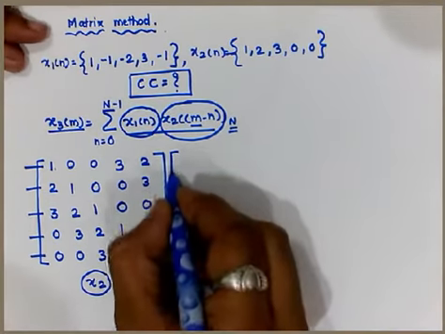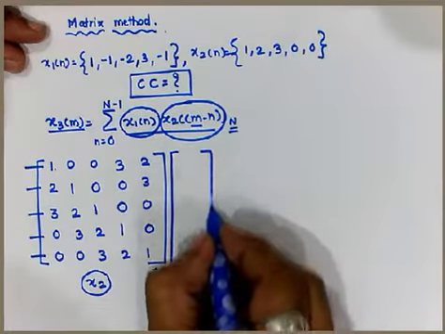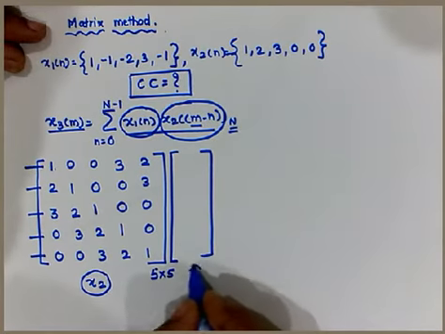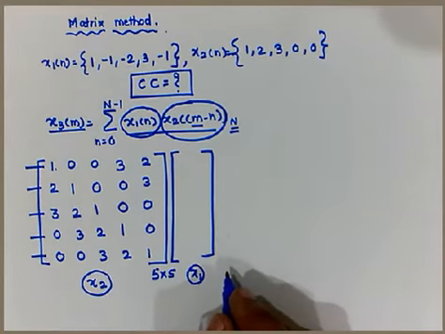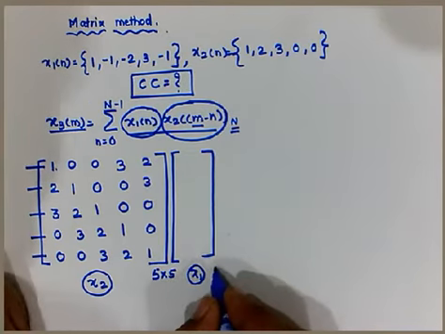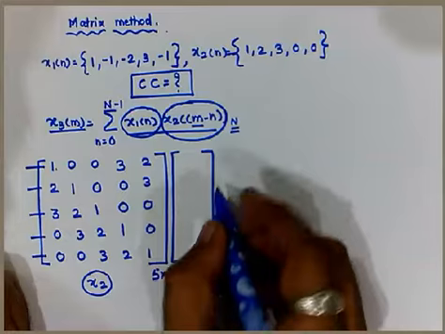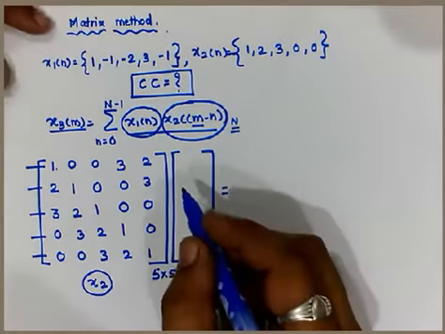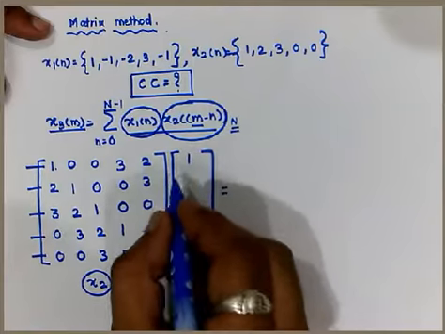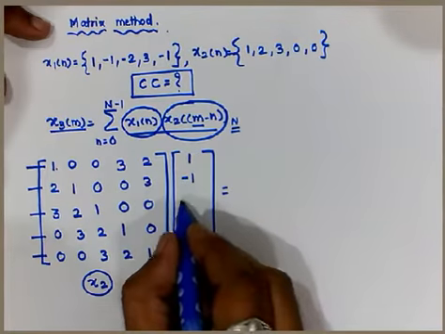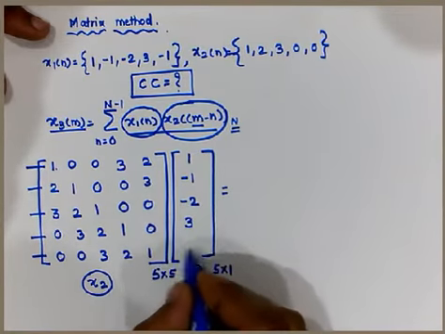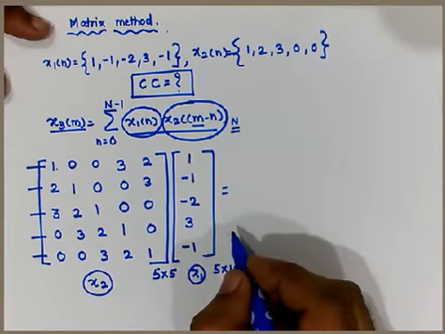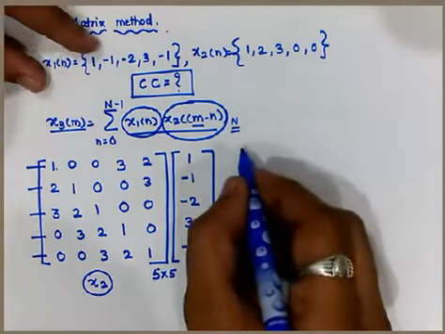After this, the matrix will be multiplied by another matrix, the matrix for x1. This matrix will be 5 by 1, or N by 1 in short. How do we write x1? It will be 1, -1, -2, 3 and -1. This is how the matrix will be written.